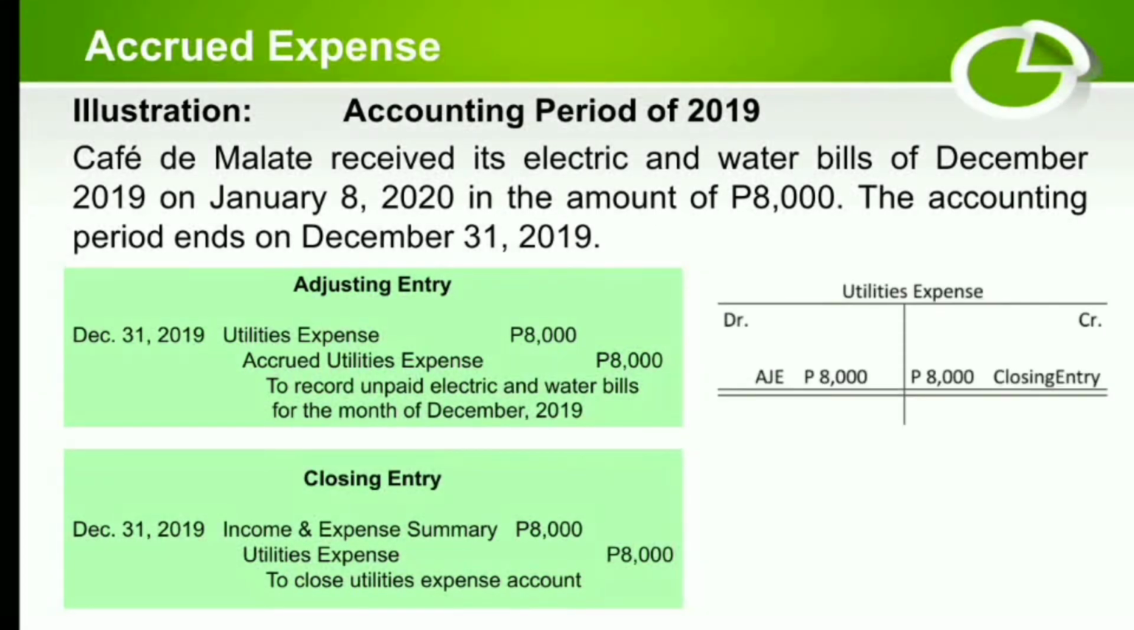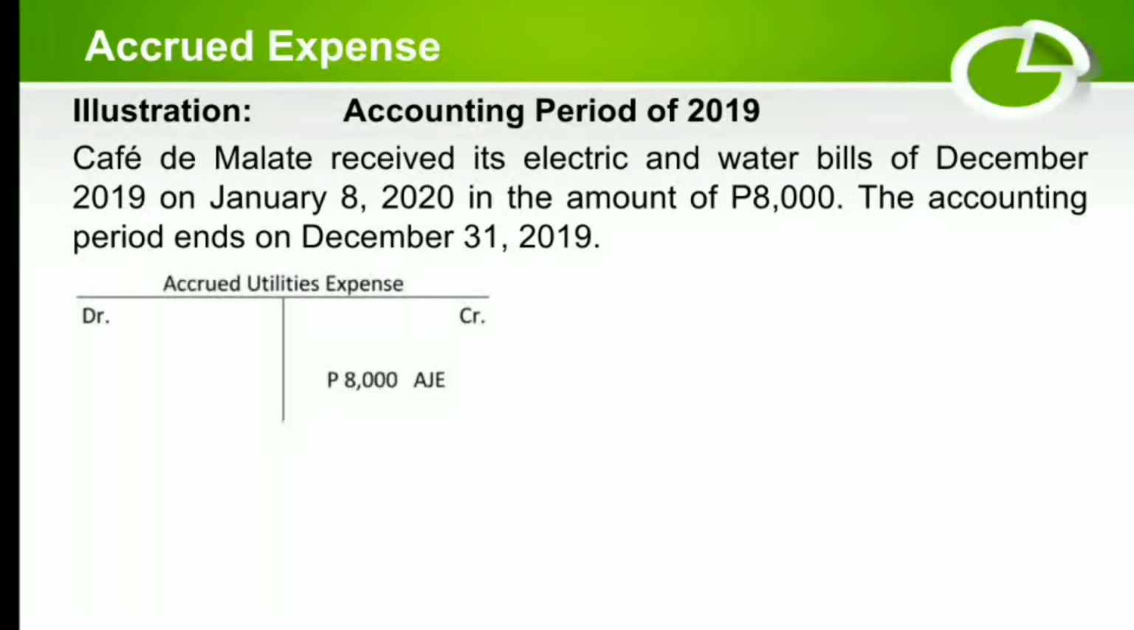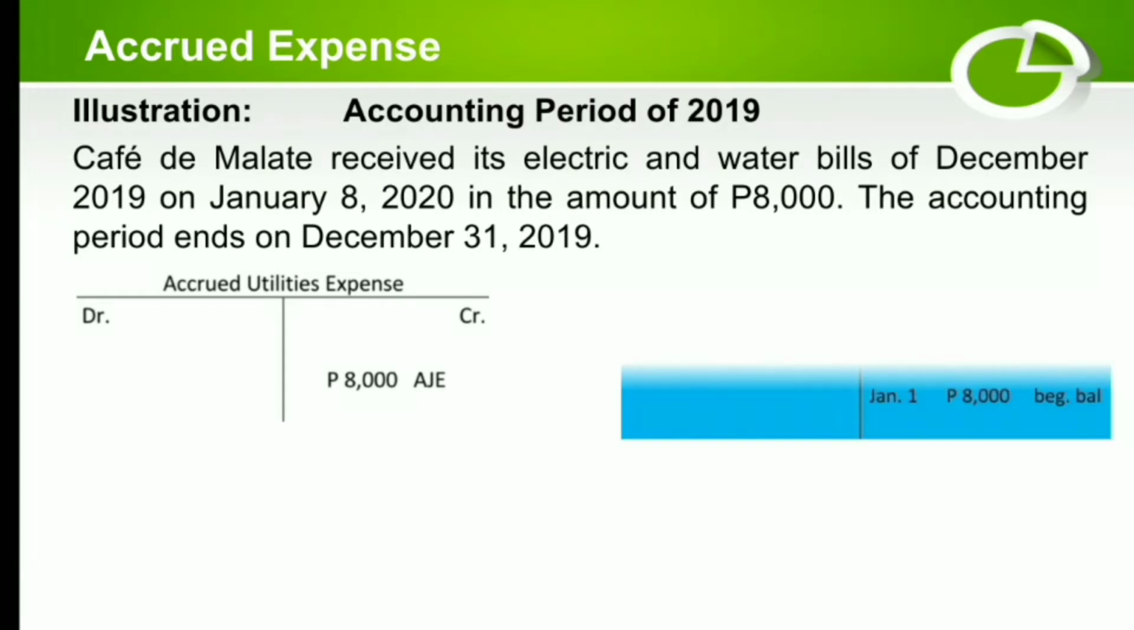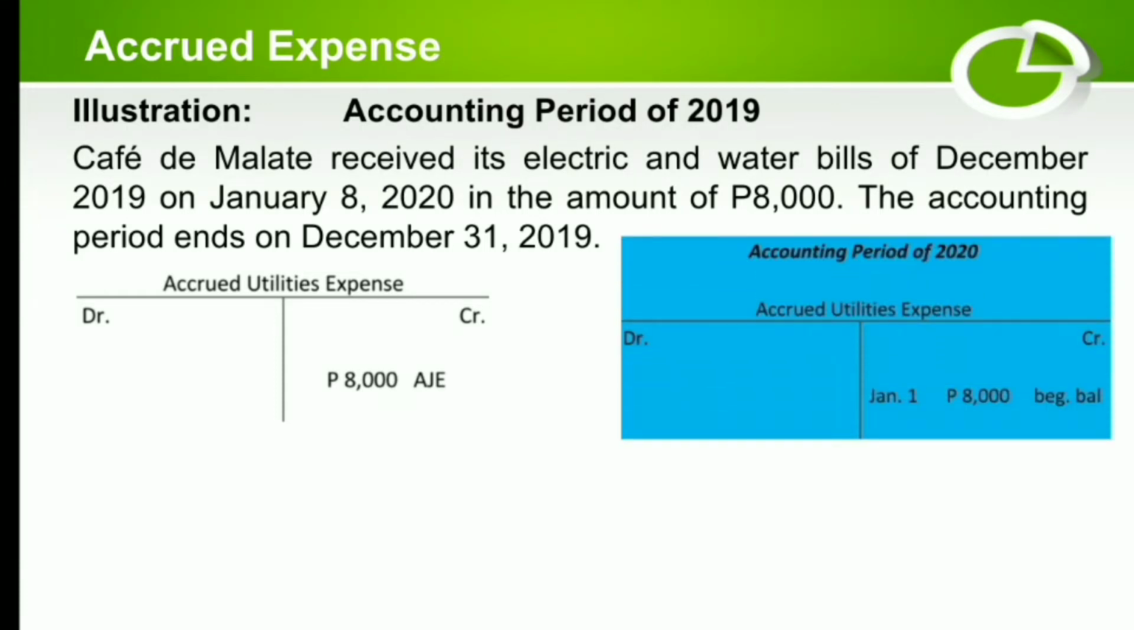We have here the T account for utilities expense. And as you can see, after the closing entry, the utilities expense is now a closed account. For the accrued utilities expense, which is our credit entry in our adjusting entry dated December 31, 2019, it still has an open balance of 8,000 pesos credit. For the next accounting period, which is the year 2020, the accrued utilities expense balance of 8,000 pesos credit will just be forwarded to the new ledger account of accrued utilities expense in the year 2020, and it will be shown as a beginning balance.